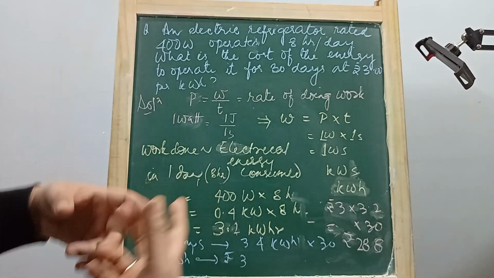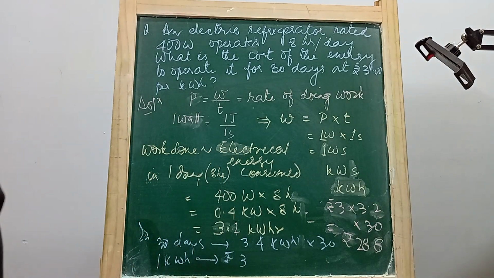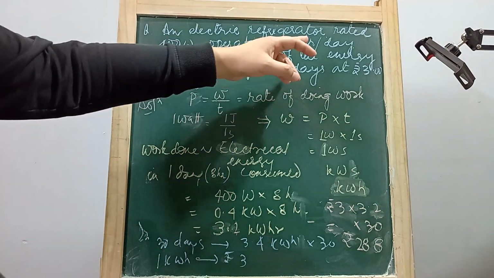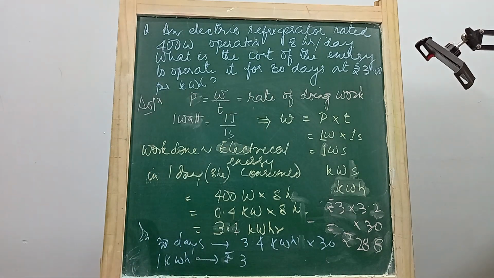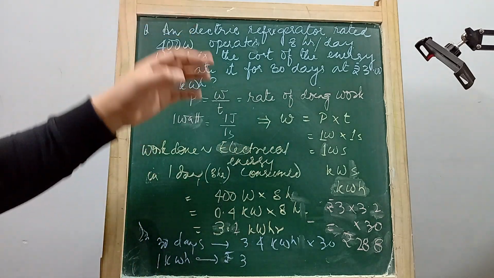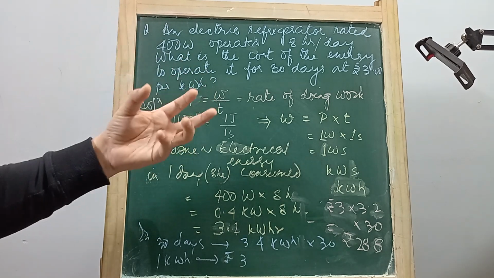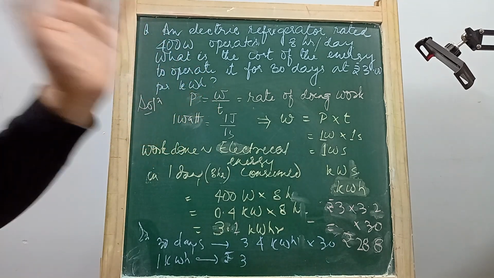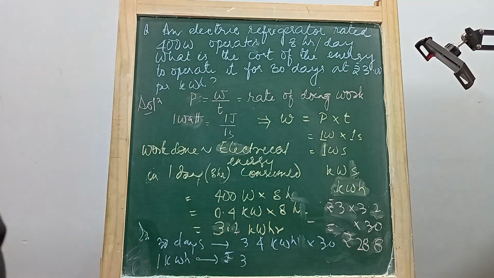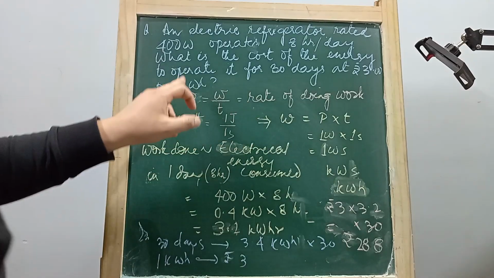And if this refrigerator is allowed to operate, or we are using the refrigerator 8 hours per day, then the question is saying how much it will cost, if the cost of the energy is rupees 3 per kilowatt hour.